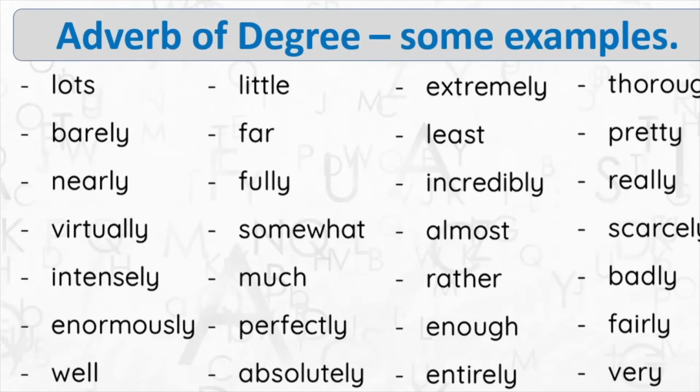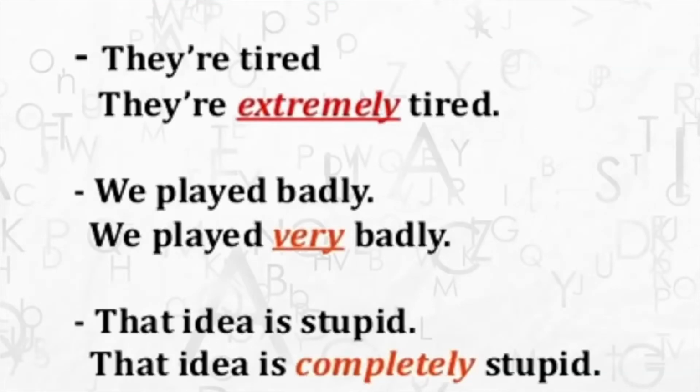So these are examples of adverb of degree. Lots, barely, nearly, virtually, intensely, little, far, fully, least, extremely, etc. So this is a big list of words. There are almost 20-25 words in this. So what you can do is you can pause the video and at ease you can read all the words so that you will be able to remember them also. So this was about the second last type of adverb. Moving on to the last kind, but before that let's take a look at some example sentences.